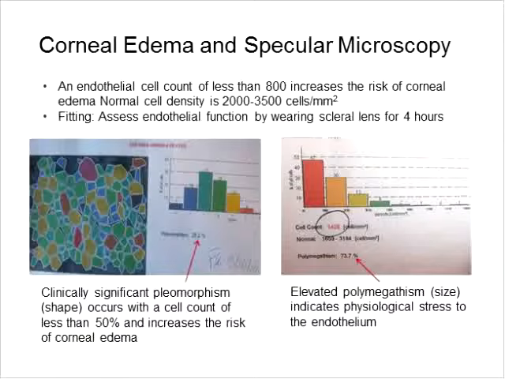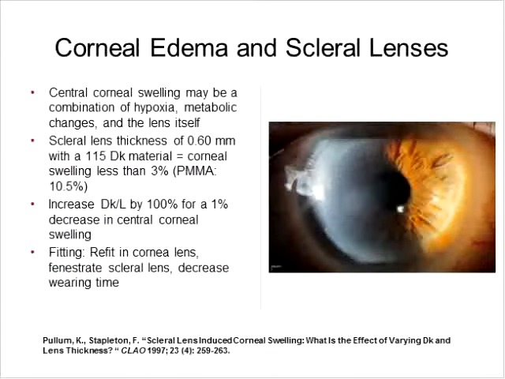To assess endothelial cell function and evaluate the corneal response to a scleral lens, place a lens on the cornea for about 4 hours and monitor central corneal thickness and the corneal epithelium. This is especially important for eyes that have had a penetrating keratoplasty or have compromised endothelial function.